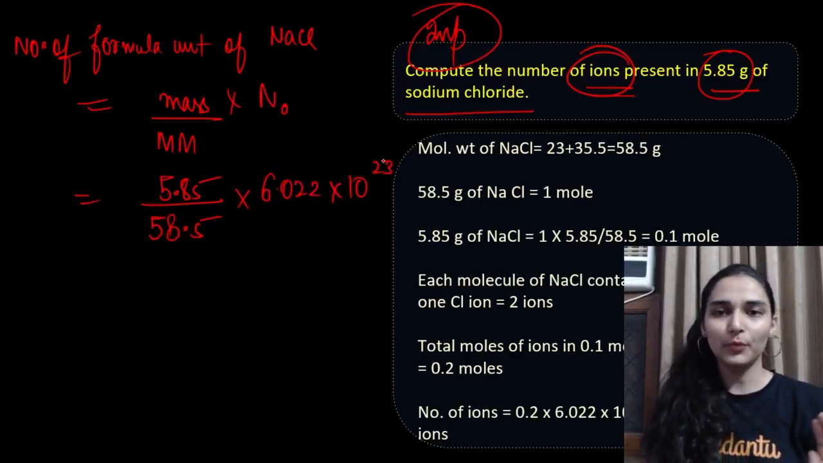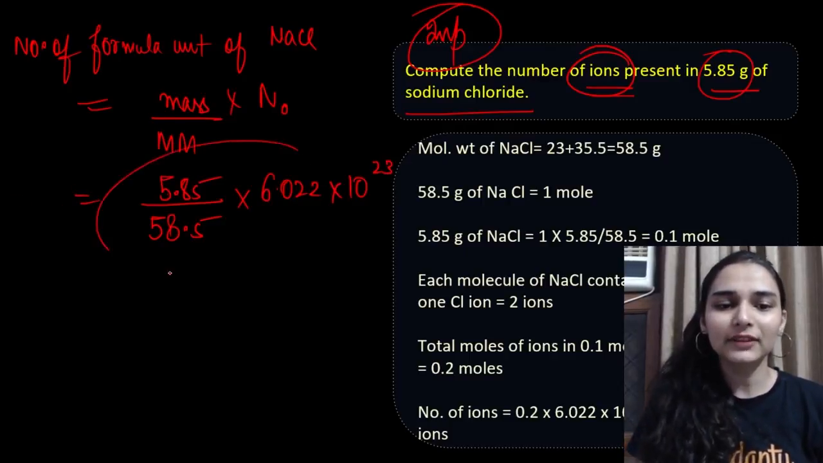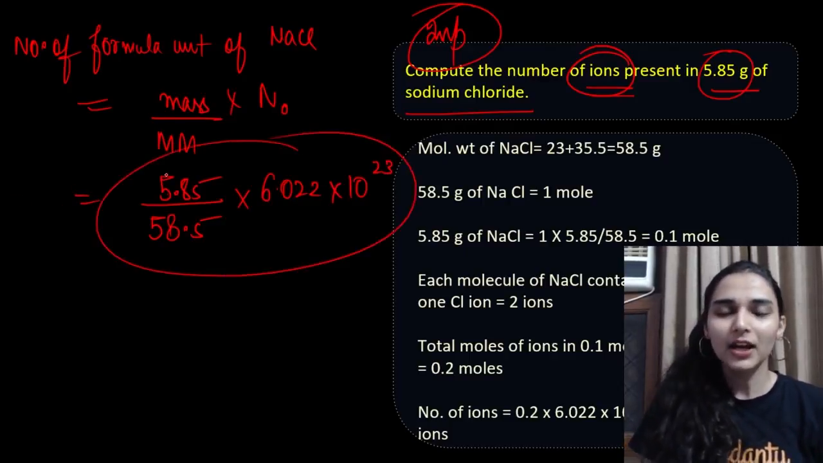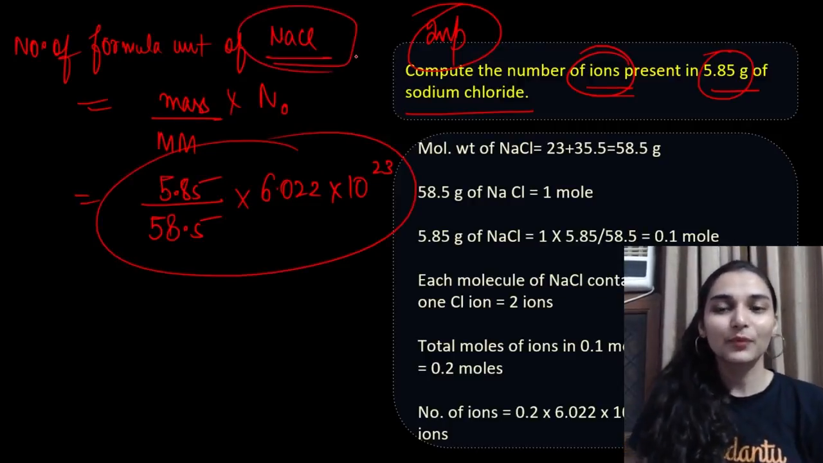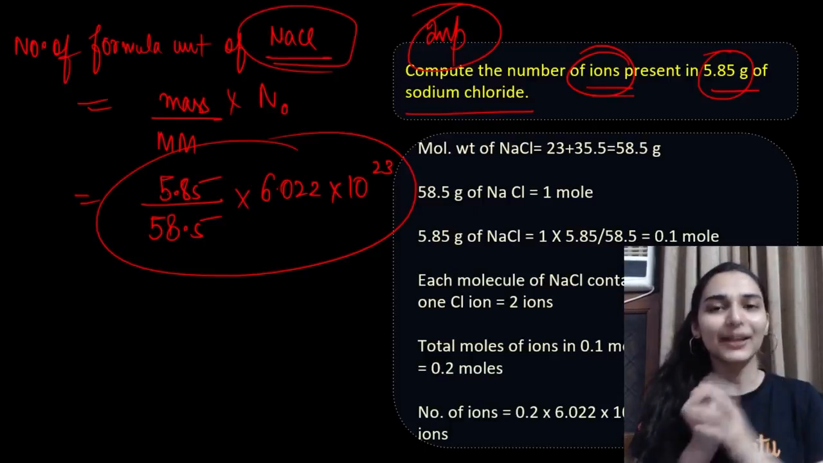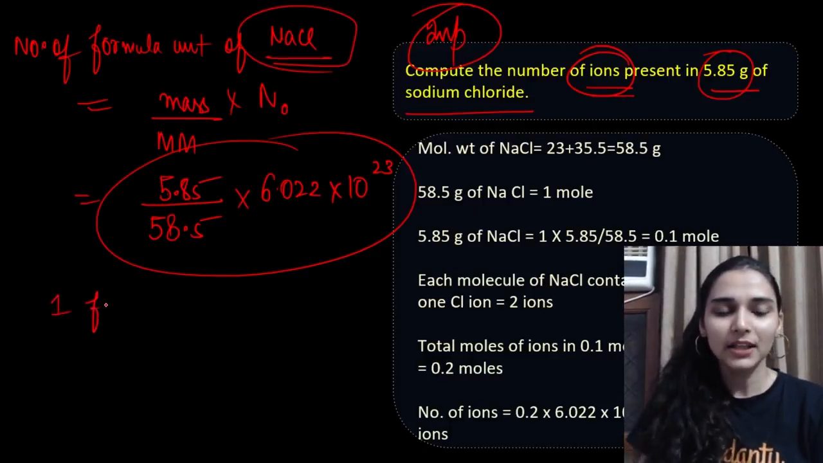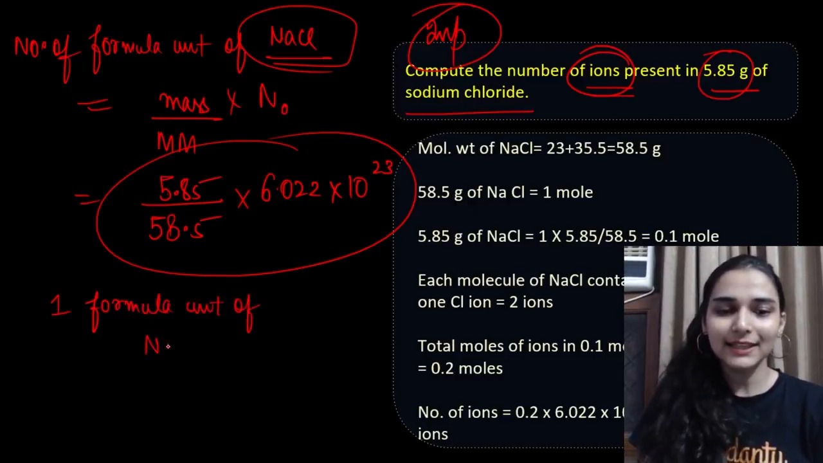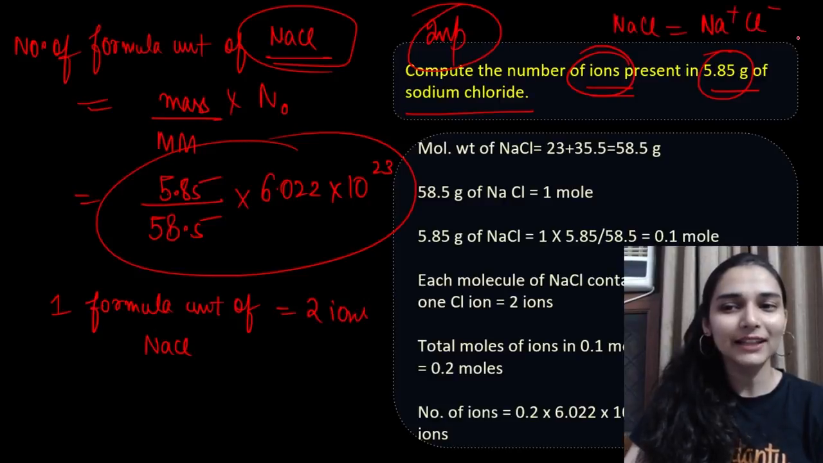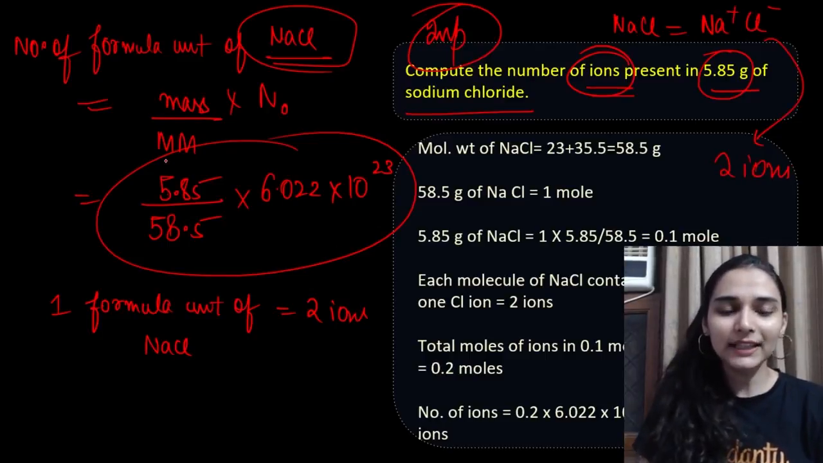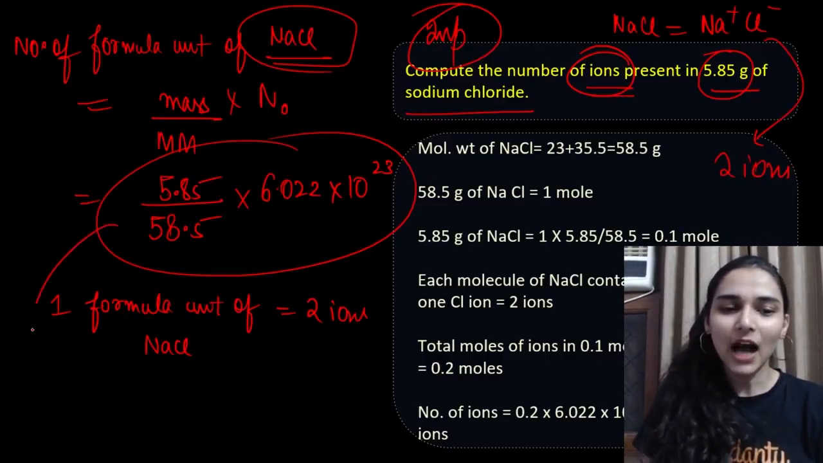Now you have to stop here. A lot of students will give this as the answer. They will say it's done. But you have to stop here because you have just calculated the number of NaCl units. But the question is asking about the number of ions. So you have to remember this. One formula unit of sodium chloride is having how many ions? 2 ions. In one formula unit of NaCl there is 1 sodium ion and 1 chloride ion. So total how many ions are there? 2 ions. So these many formula units of NaCl will be having how many ions?